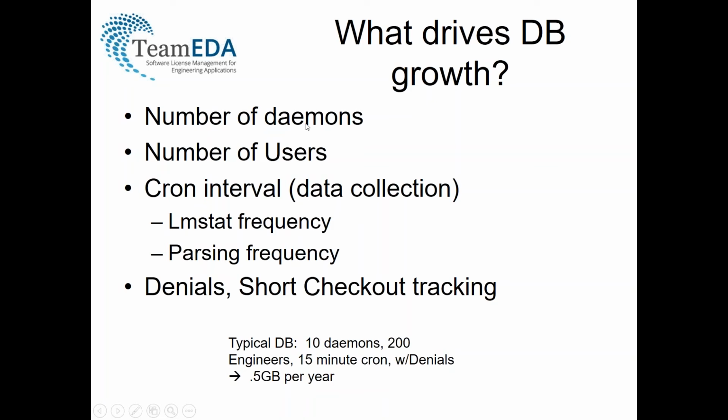So, generally speaking, if you have 10 daemons, 200 engineers, a 15-minute cron interval, and let's say you're tracking denials but not the short checkouts, this is probably going to generate about half a gig per year. So for you to get to 5 gigs, you can do the math. It takes you about 10 years. So a lot of it depends on how many daemons, the number of engineers, the frequency of the cron interval, and whether you're tracking log files, denials, short checkouts, that kind of thing.